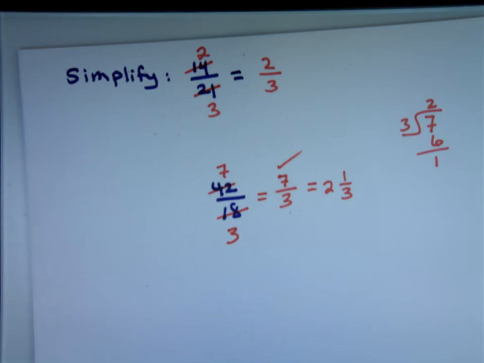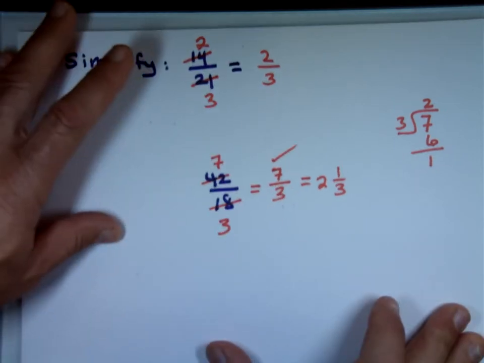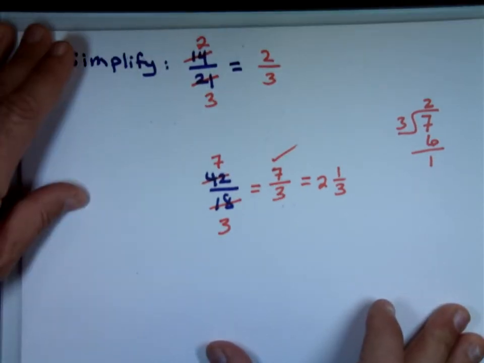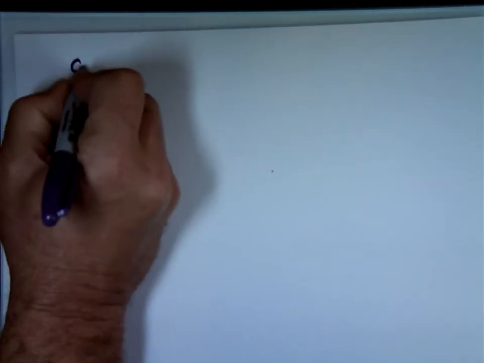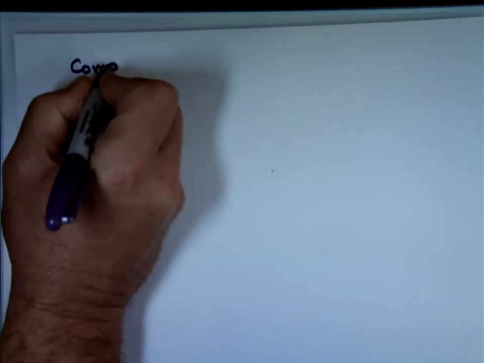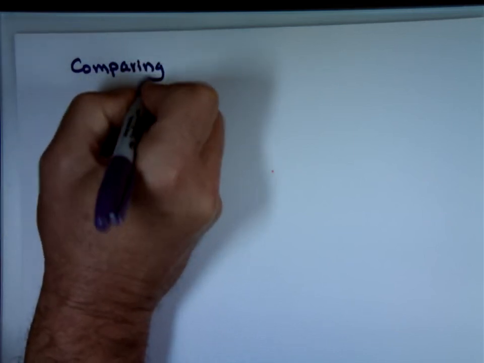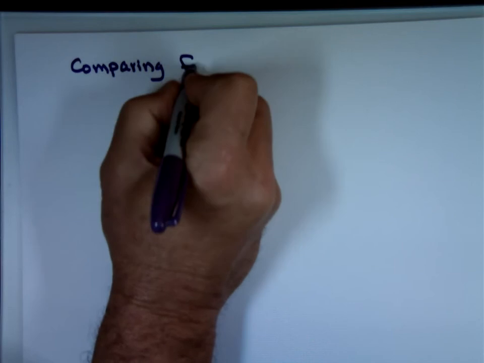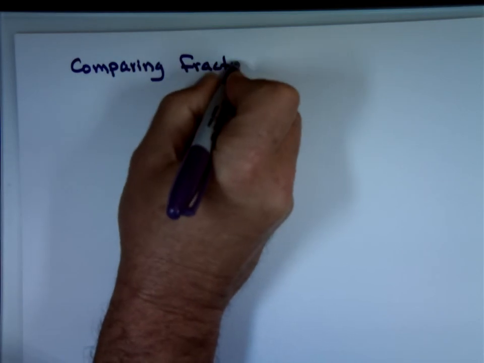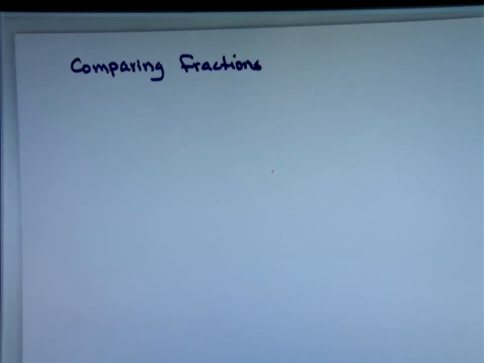How about comparing fractions? Sometimes you look at two fractions, you want to know which one's bigger, which one's smaller. I'll show you two different ways of doing it. One of them is probably not in the book. Comparing fractions.